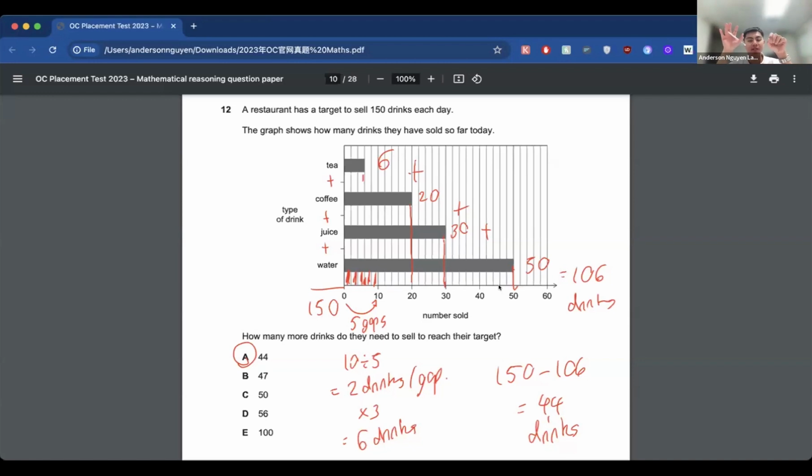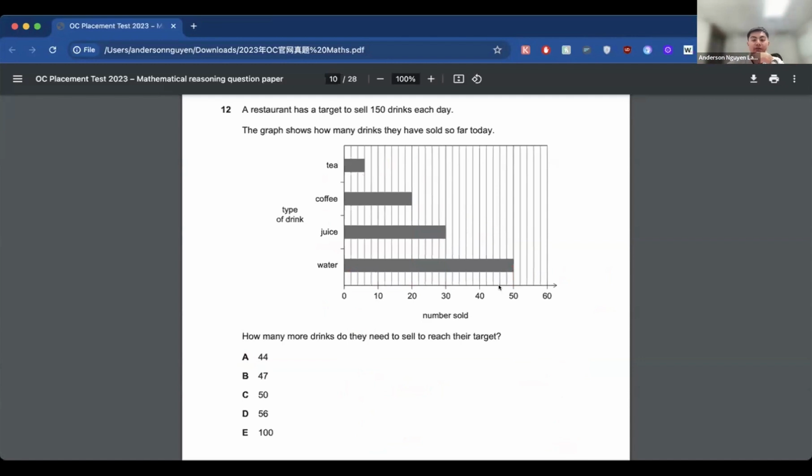And to get the amount that you have so far, you needed to read the graph. So that's when the graph comes in. But if you didn't have that number sentence, where this total is equal to all of these added together, then you wouldn't have known what to find, what to add, etc. Okay, so that's 12. 12 is A.